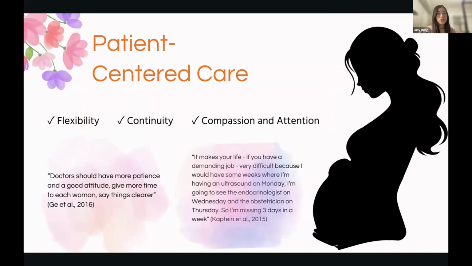One other point, patients also expressed that they wanted more patient-centered care. What this means is that they want their care to have greater flexibility, for example, having online methods available. They want the care to be more continuous, meaning seeing one provider consistently throughout their journey. And they also want the care to have more compassion and attention. On clinicians' part, this could mean taking the time to actively listen to their patients and to answer any questions that may arise.